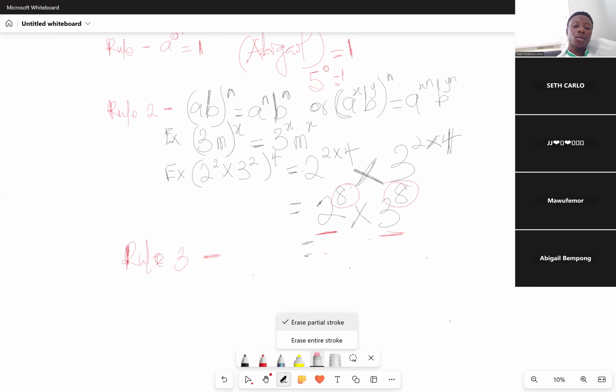When you have a number raised to a negative index, when we say negative index, meaning negative something, so negative n, n represents a variable or a number. For instance, a exponent negative 1, a exponent negative 10. I said n represents a number or a letter.